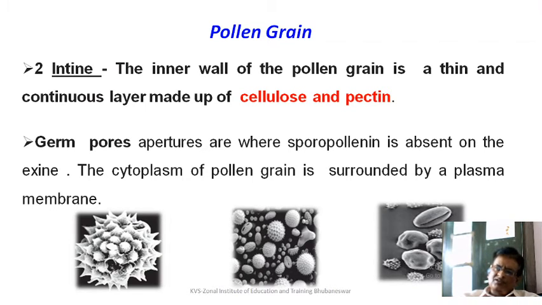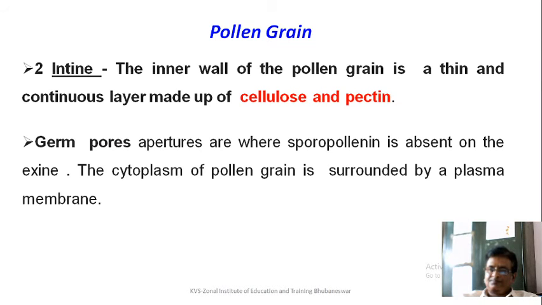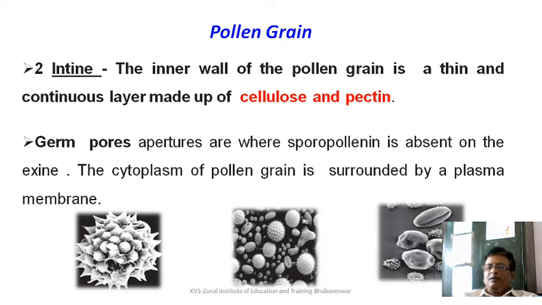You might have come across the term germ pore earlier. The germ pore is a place where sporopollenin is absent. So when the pollen grain germinates, the intine will come out in the form of a pollen tube carrying the male nucleus. You can see the diversity of different types of pollen grains.